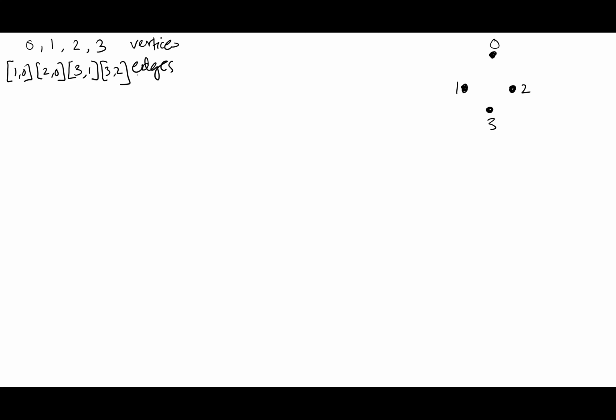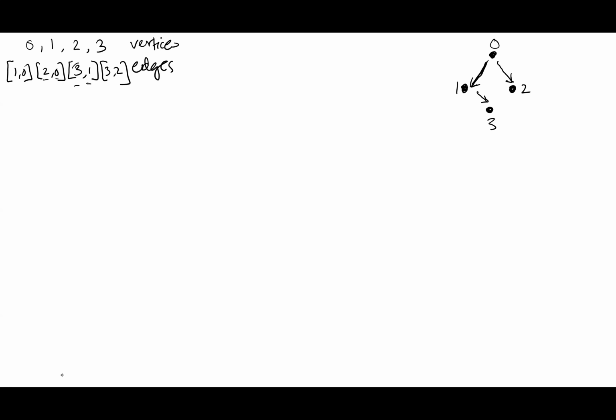Okay, and these are directed edges. That means to take course 1, you have to take course 0. That means 0 is a requirement for 1. After you take 0, you can take 1. To take course 2, you also have to take course 0, so 0 is a prerequisite to 2. To take course 3, we have to take course 1, that means 1 is a prerequisite to 3. And 2 is a prerequisite to 3. Okay, so this is our graph.